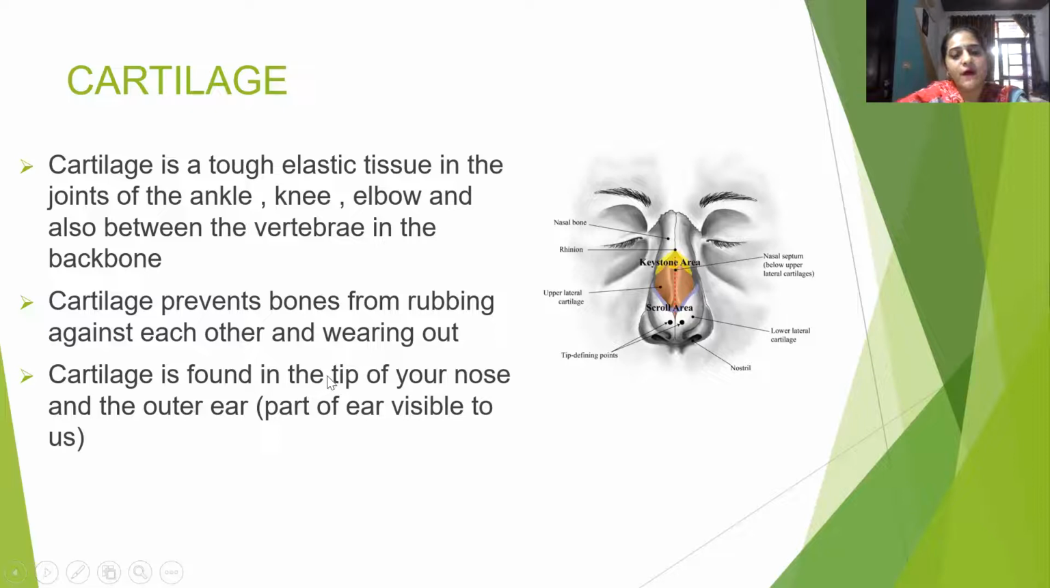The cartilage is found in the tip of your nose here. This is our tip of the nose. Here the cartilage is present. Can you see in this diagram? It is written upper lateral cartilage and lower lateral cartilage. So this is the cartilage part. Yes. Can you feel it? All of you feel with me? Yeah, right. Cartilage is found in the tip of your nose and the outer ear. Here also cartilage is present. Okay.